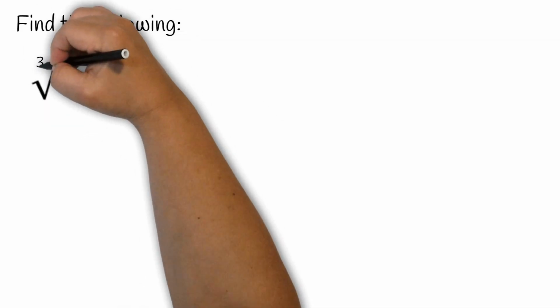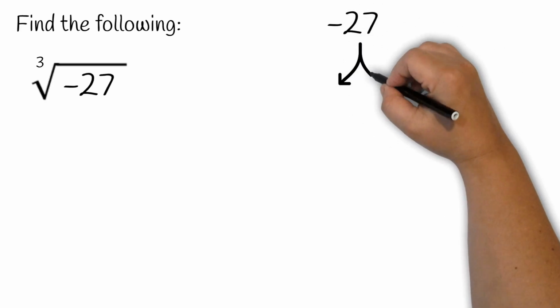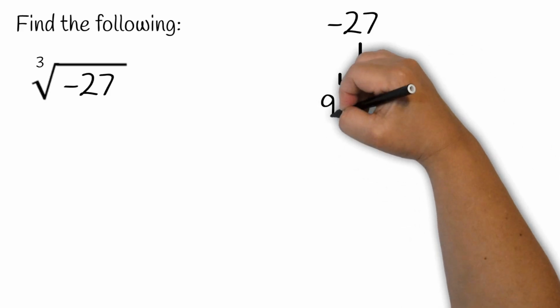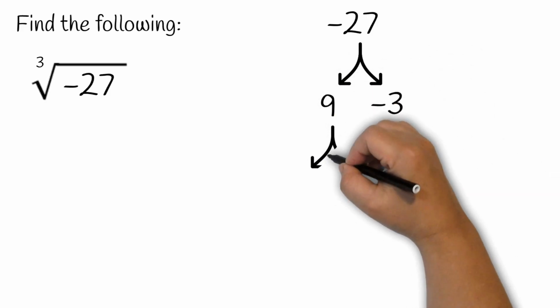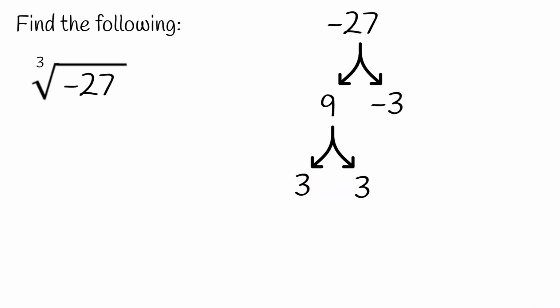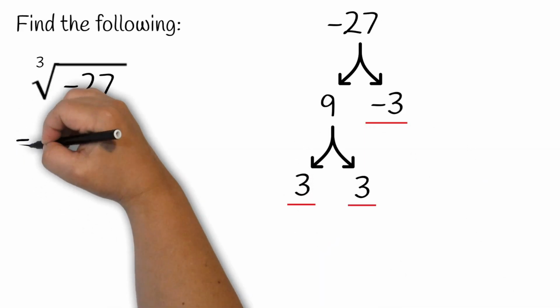Now, what about the cube root of negative 27? How can we go about finding the cube root of negative 27? So what we'll do is we'll break this number up into its prime factors. So negative 27 is equal to negative 3 times 9. 9 is equal to 3 times 3, so we can break this number 9 up. So now we have negative 3 and we have positive 3 and positive 3.